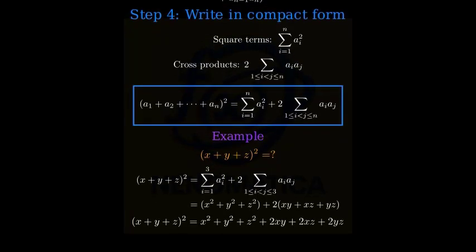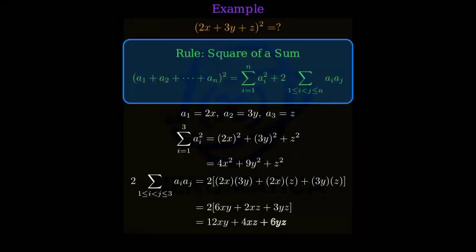We can also visualize this expansion geometrically. Let's consider the case with three terms. Here, our terms are 2x, 3y, and z. First, we find the sum of squares, 2x squared plus 3y squared plus z squared, which gives us 4x squared plus 9y squared plus z squared.